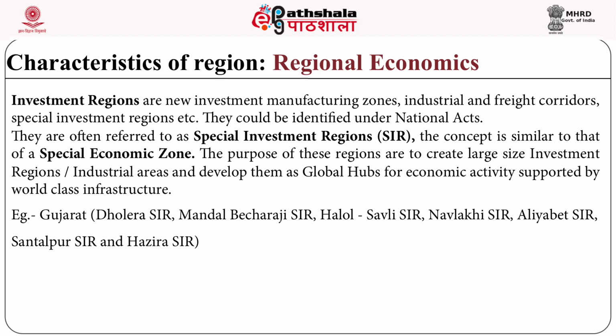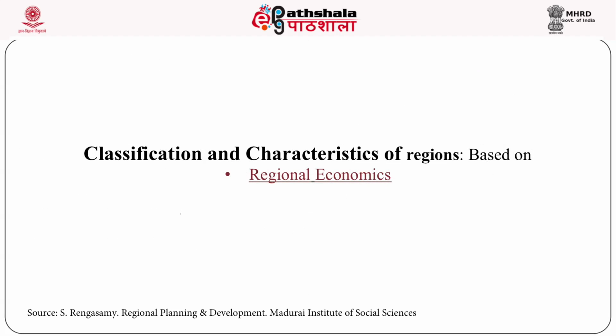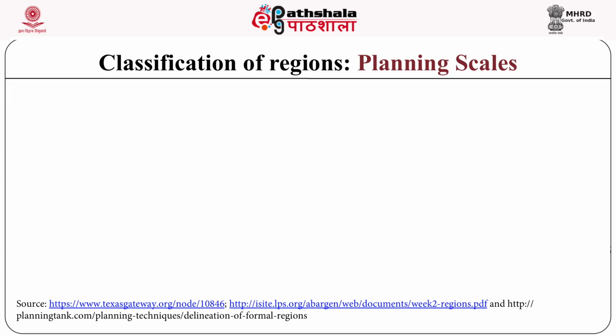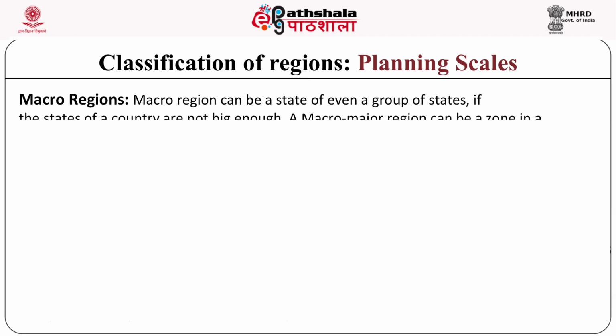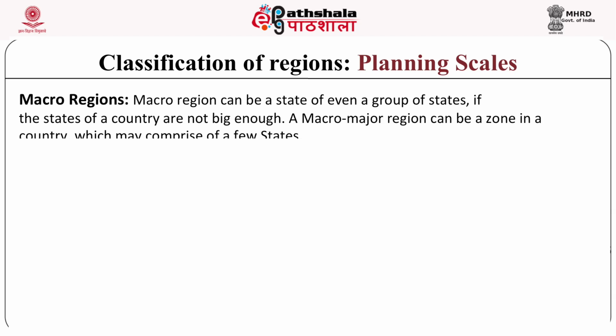Now we come to the next perspective, or rather the next criterion, for classifying a region, which is the scale of a region. The scale can be a macro region, which is the biggest. The National Capital Region of Delhi can be a good example of a macro region. It is nearly 50,000 square kilometers, and it can be termed a macro region.